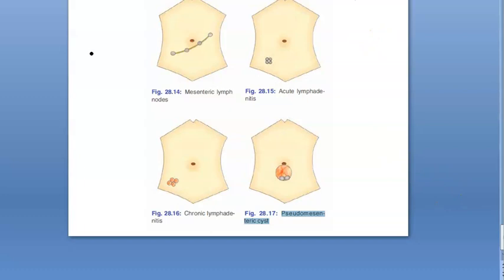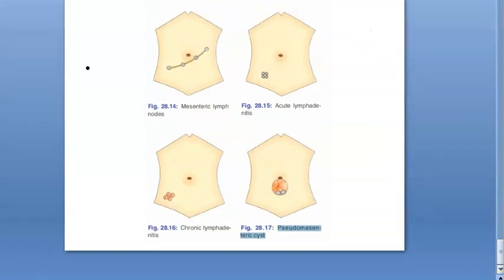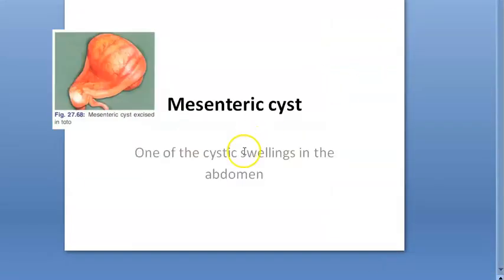So, that's it for now, guys. In this video, we looked at this topic, that is mesenteric cyst. Basically, it is a cystic swelling of the abdomen.